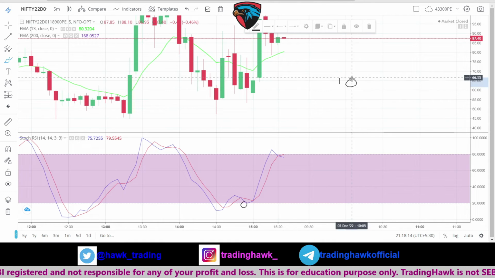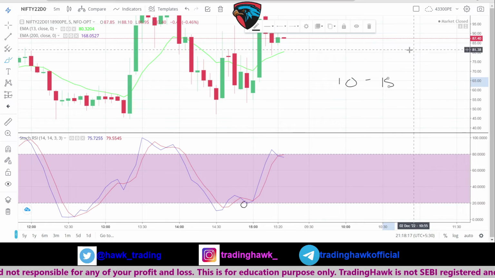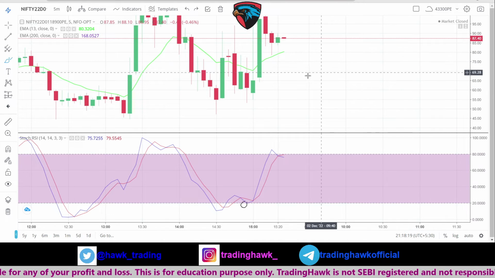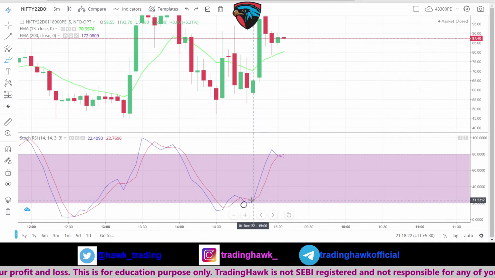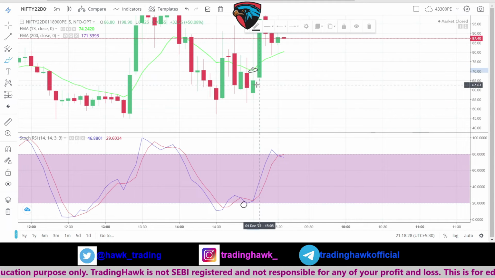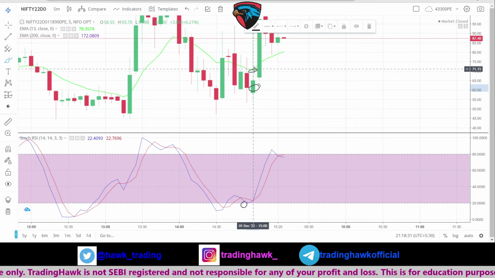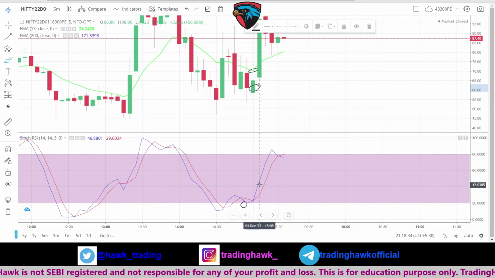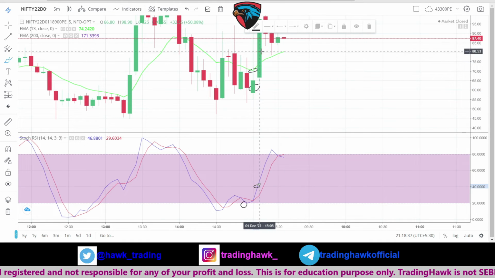But if it is at 10 or in the range of 15, then that is the best thing to go with. So here you will see it made the double bottom, and immediately you will enter. First you will book quickly here. So let's say maybe you were entering at 62, you will book at 70, and then you are waiting for it to touch 40. So maybe at 40 somewhere.